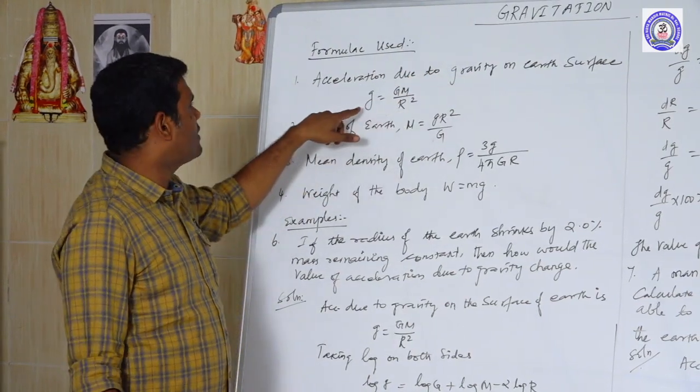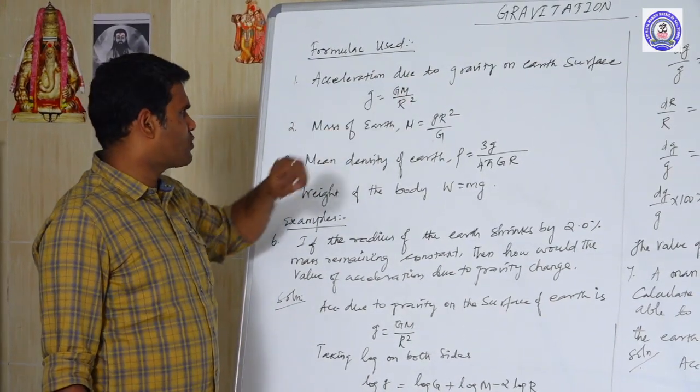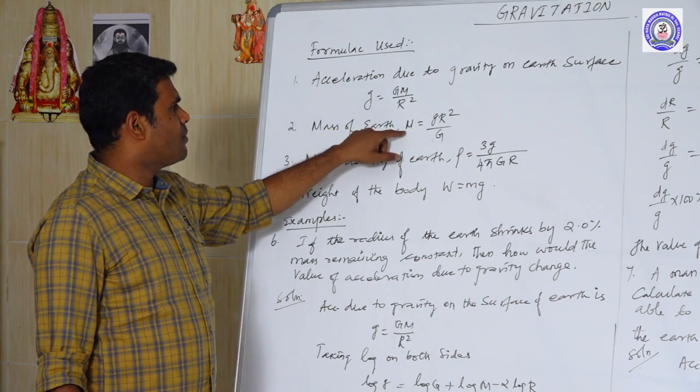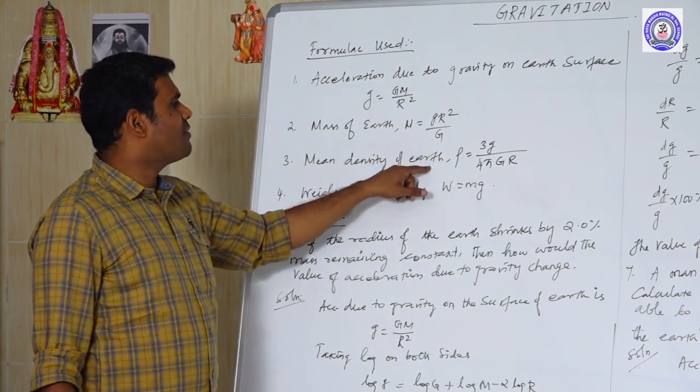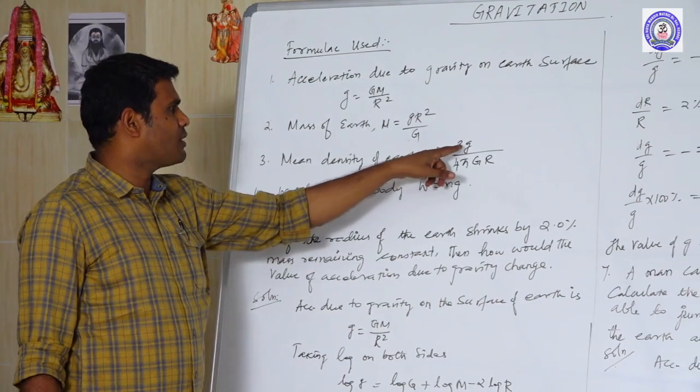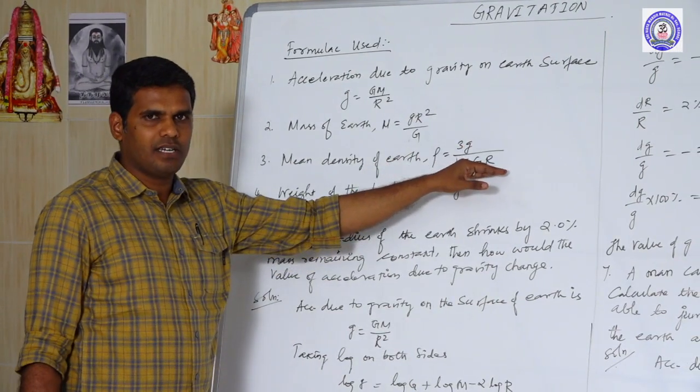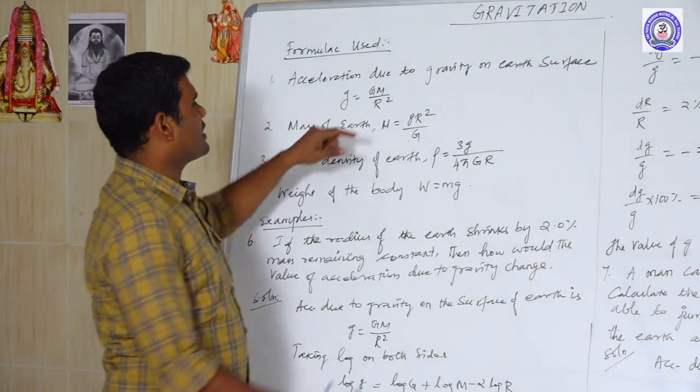The next set of formulas we are going to use is acceleration due to gravity on the surface of Earth, which is g equals GM by R square. Mass of Earth M is equal to g R square divided by capital G. Mean density of the Earth is rho equals 3g by 4 pi capital G R. This is obtained from this expression.